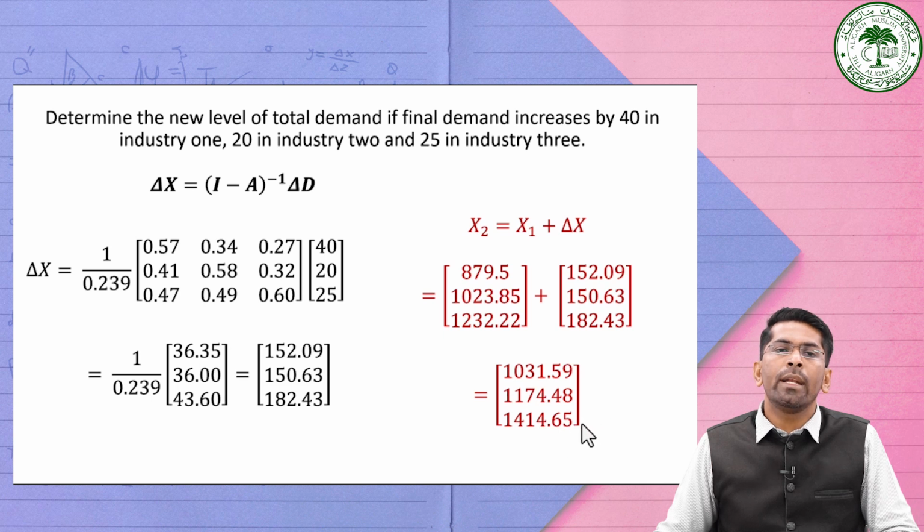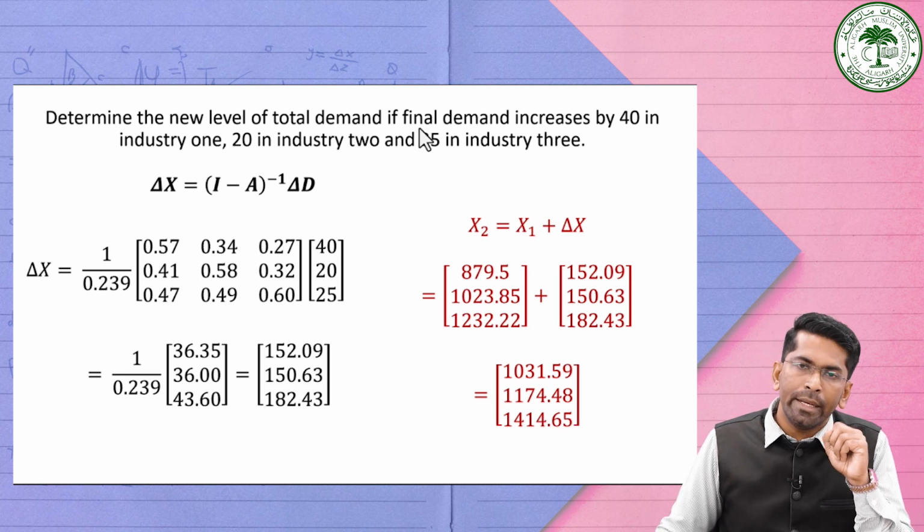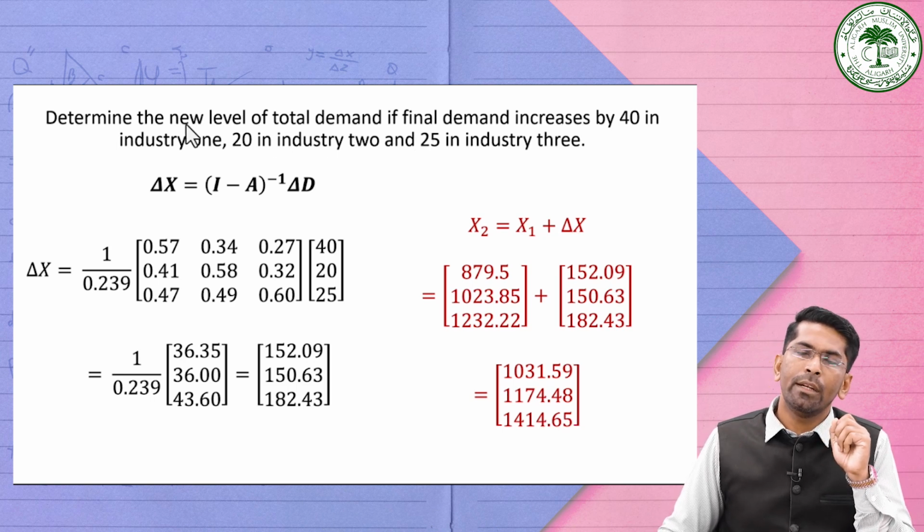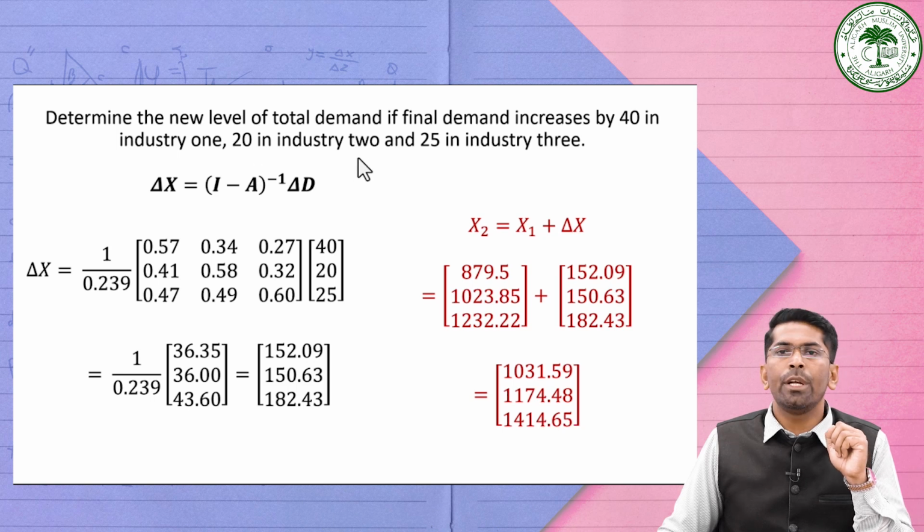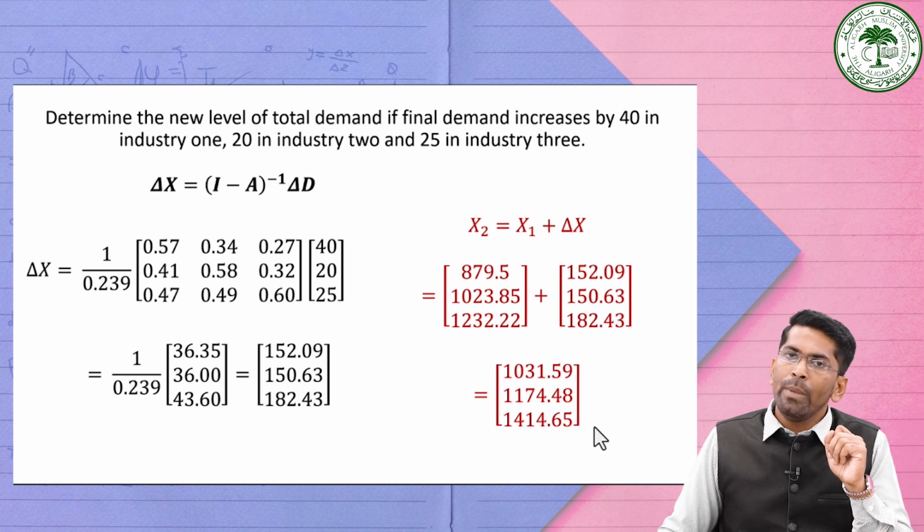This is the new output: if the final demand is increased by 40 in industry 1, 20 in industry 2 and 25 in industry 3, then the output required to be produced by industry 1 is 1031.59, industry 2 is 1174.78, and industry 3 is 1414.65. So let me conclude here.